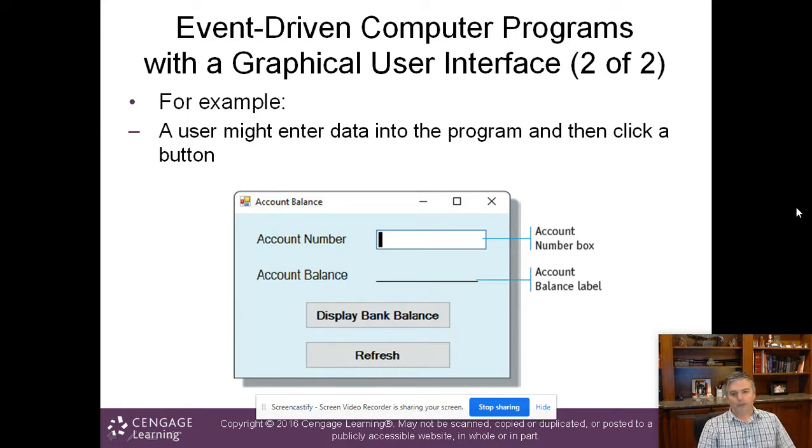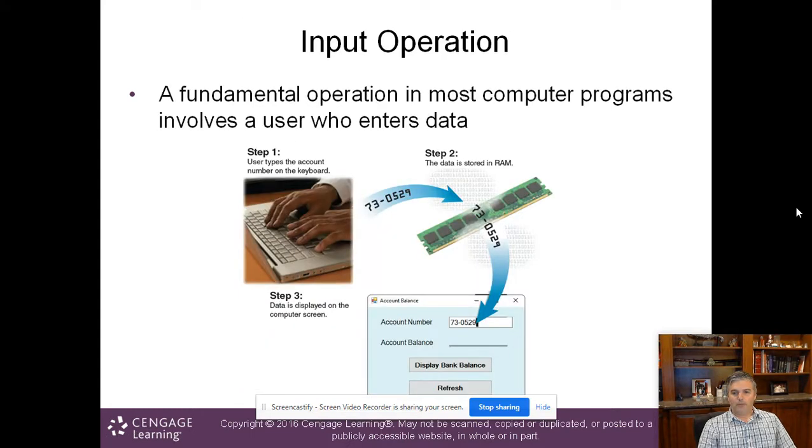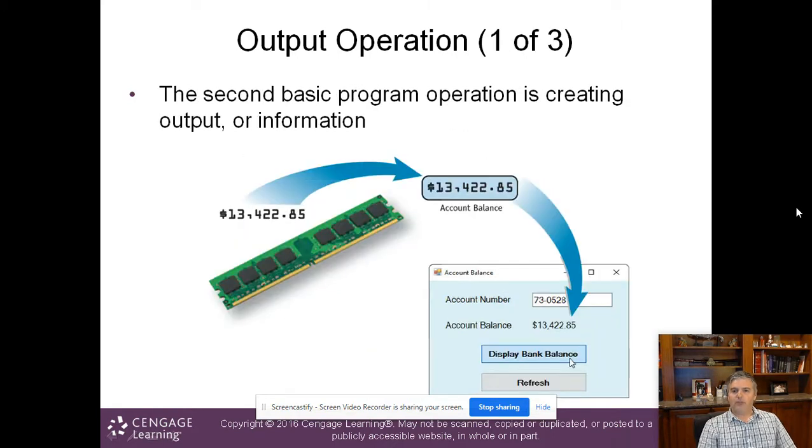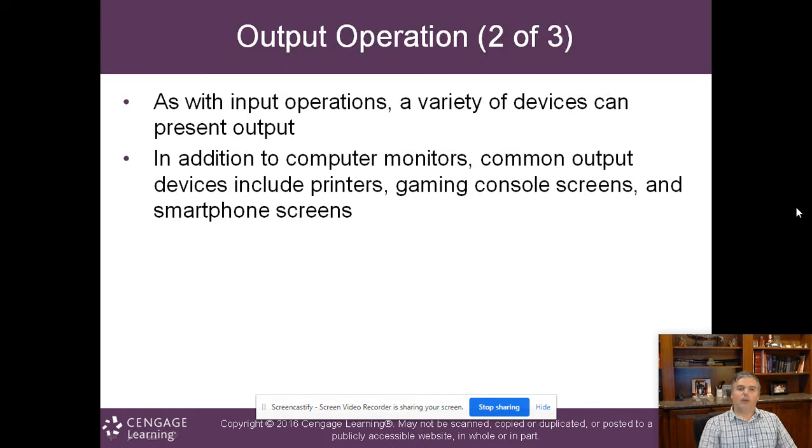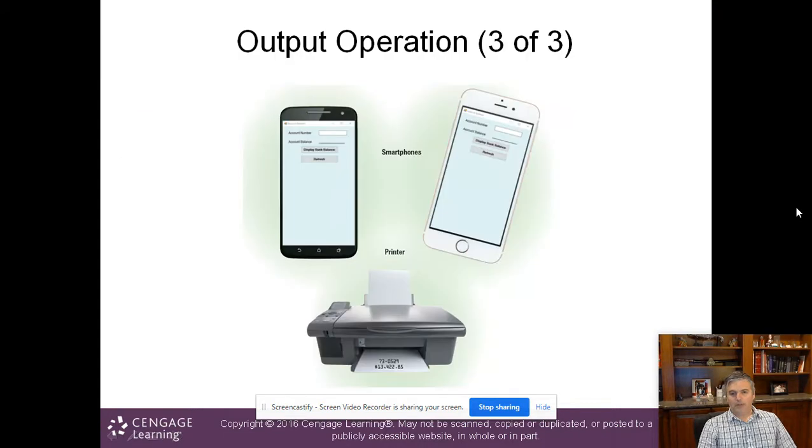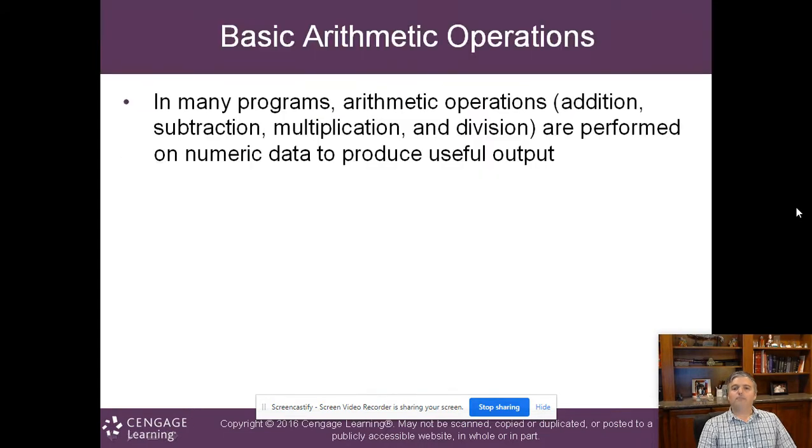So that's basically what a lot of the programs we're going to be doing this year are going to do. They're just kind of explaining what I just explained here: input, processing, and output operations. As with input operations, a variety of devices can present output. In addition to computer monitors, common output devices include printers, gaming consoles, and smartphone screens. So yeah, you can output your data to a screen, to a printer, to many different types of devices.